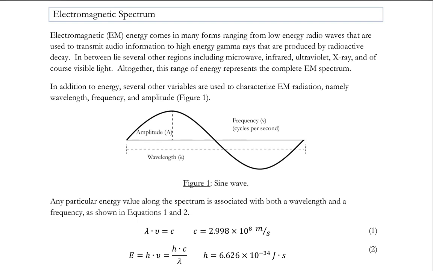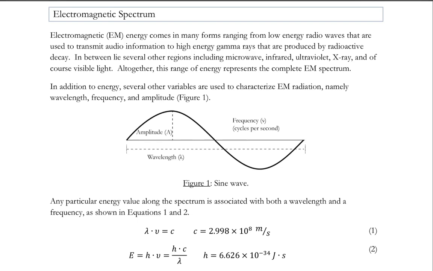And as a wave, it has a wavelength. We often symbolize wavelength with the Greek symbol lambda. It has a frequency. We often abbreviate that with the Greek symbol nu, which looks kind of like a V. Wavelength is the length of one cycle. Frequency is the number of cycles per second.